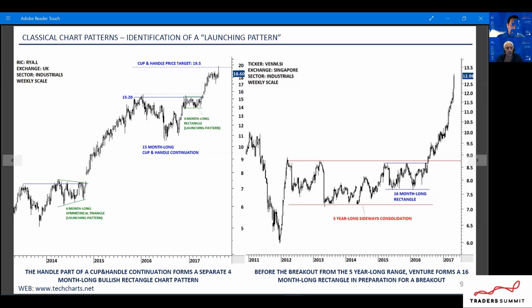Okay. So what does this mean? And I've seen several examples of those on price charts. So what we have here is a cup with handle, and the handle part forms as a separate chart pattern. So this is a 6-month-long symmetrical triangle acting as a launching pattern, completing at the same time. So you have two chart patterns completing at the same time, cup with handle and the symmetrical triangle. Now let's look at this one, 15-month-long cup with handle. The handle part is a 4-month-long rectangle acting as a launching pattern.